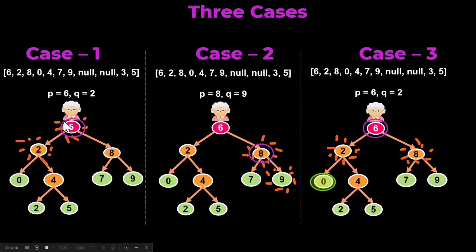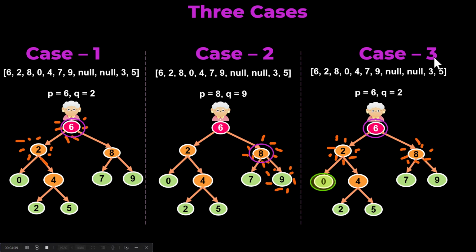So in this first case, P is the root. The node is a descendant of itself, so 6 and 2. So in here, the root is 6. In case 2, in here, as you can see, P is 8, Q is 9, so 8 is the root. So that's the case 2.